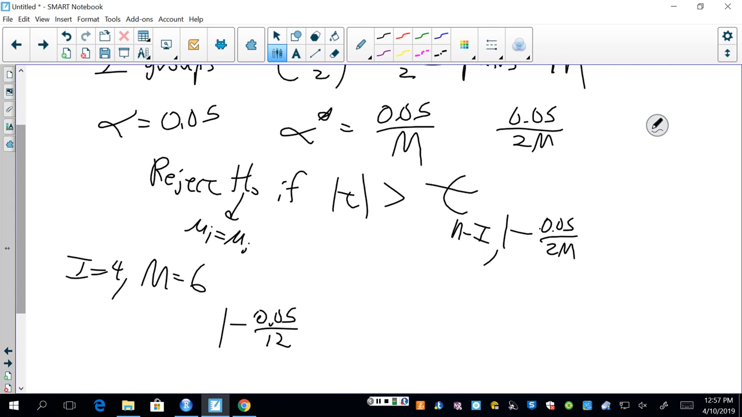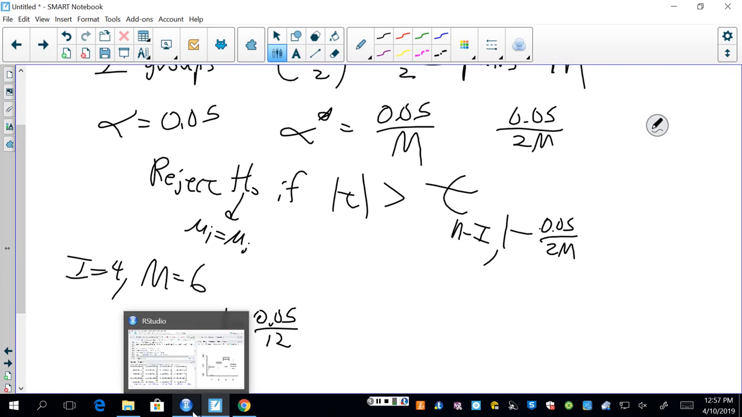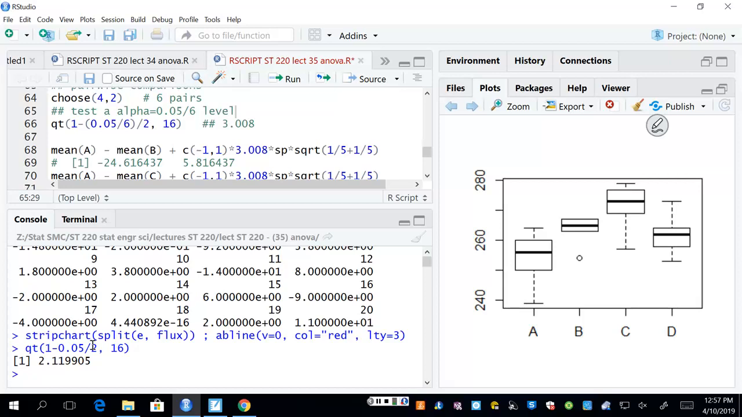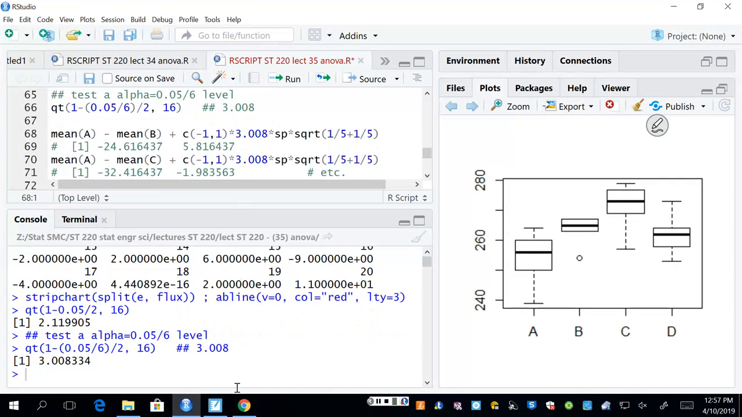And so for the practical side of these things, we're going to divide that 0.05 by that and divide it by 2. And so now that cutoff point, instead of being the QT of 1 minus 0.05 divided by 2, which is the regular one, which would have a cutoff about 2.12, this one, this cutoff is about 3. So our t statistic is going to have to be more than 3 or less than -3 to be judged significant, adjusting for the fact that we're doing all these multiple tests.